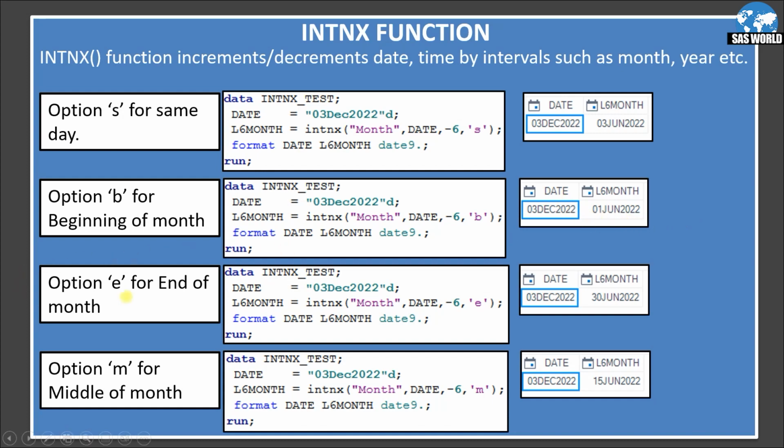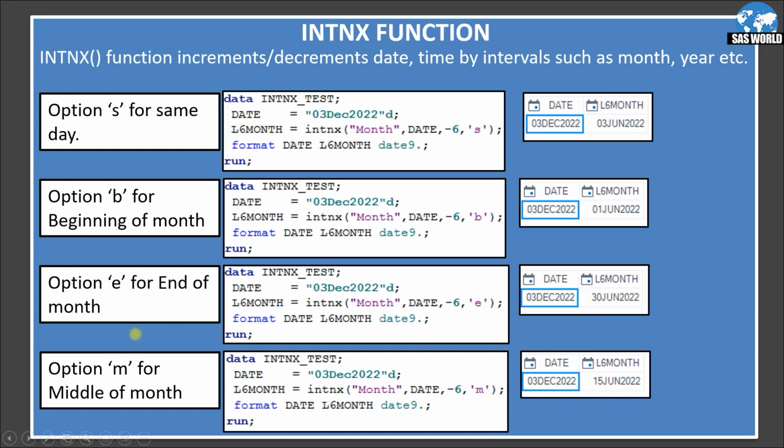Okay, let's understand what the option E stands for. So E means end of the month. So everything is same. Only thing I changed here is E. E means end of the month. So it will go 6 months ago. That means June month, and end of the June month is 30th June 2022.